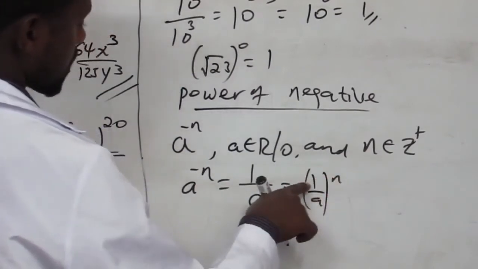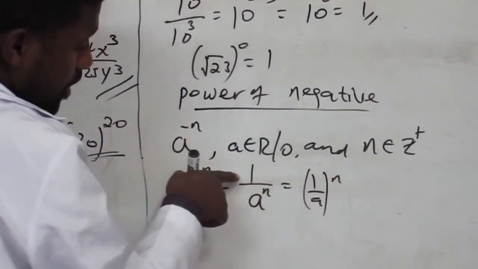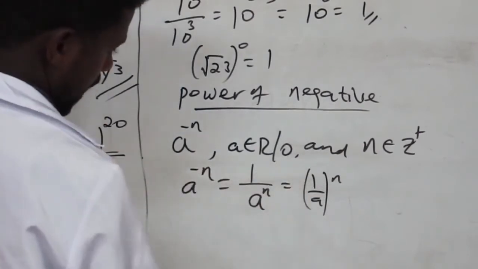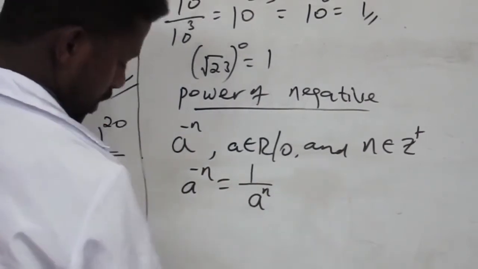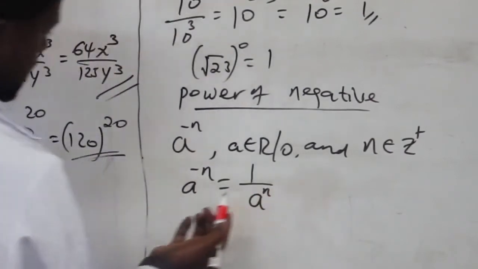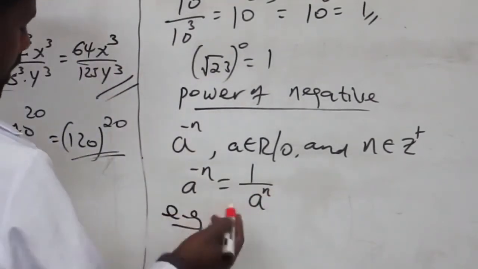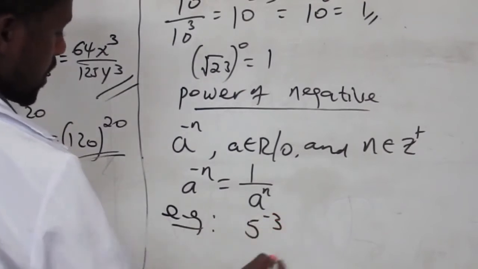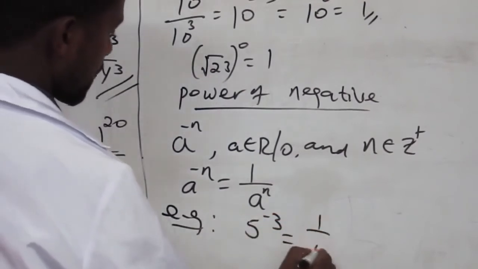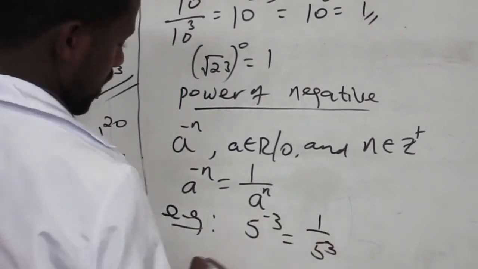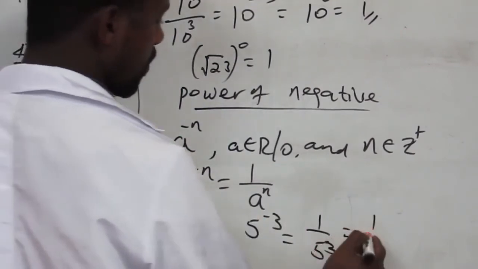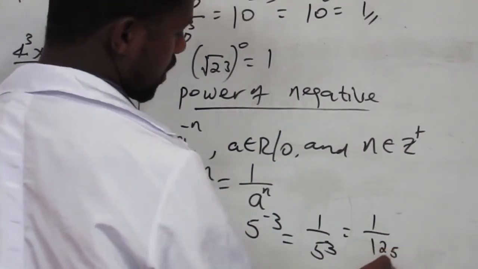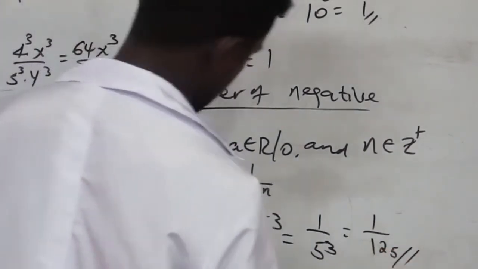Or you can say that this means 1 over a, the whole to the power of n, since the numerator is 1. But if this number is not 1, it does not work with this one. So this is how I can write it. For example, let's say 5 to the power of negative 3. This means 1 over 5 to the power of 3, which is equivalent to 1 over 5 cubed, which is 1 over 125, right?